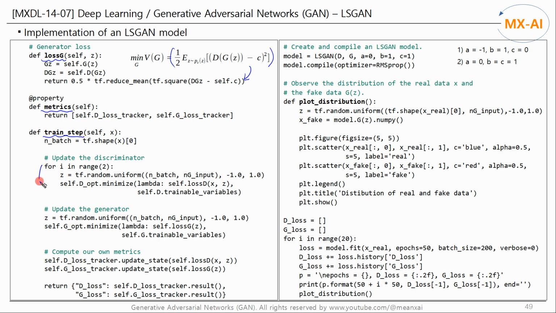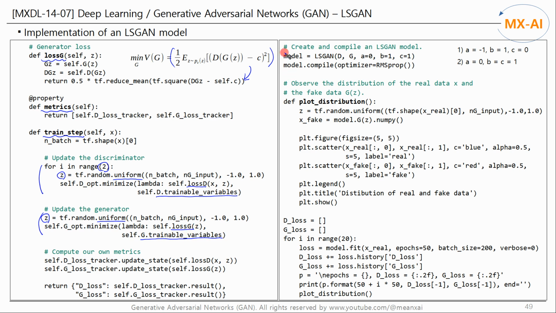First, we update the discriminator. Sample random noise z from a uniform distribution. Update the parameters of the discriminator to minimize the loss D. We updated the discriminator twice per train step for more stable learning. We then update the generator. Resample random noise z from a uniform distribution. Update the parameters of the generator to minimize the loss G.